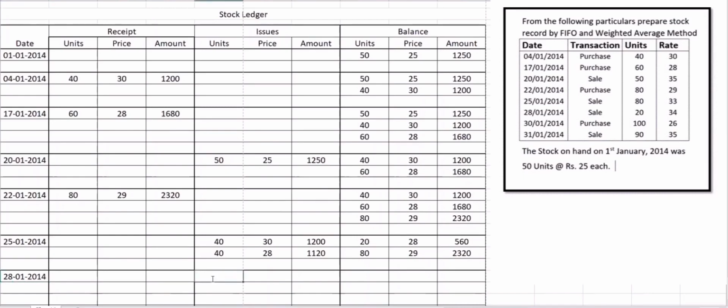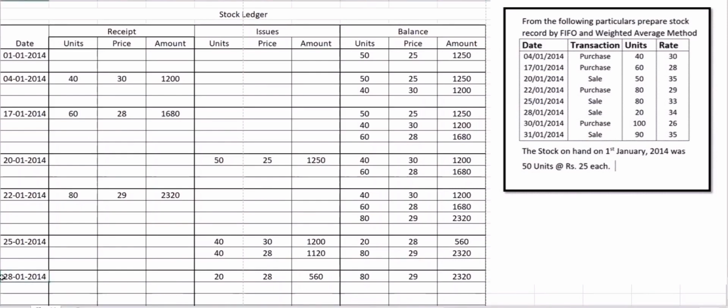So here 20 units. Rate, again, sales rate we do not consider. What rate do we take? The rate at which we have bought. So 20 units which we have bought at 28 rupees, for that we have paid 560. So the cost of the same is 560 rupees. Now when we have given these 20 units, at the end of 28th January we will be left with 80 units. So how much stock do we have left now? Only 80 units at the rate 29 per unit. That is the cost of the same, 2320.